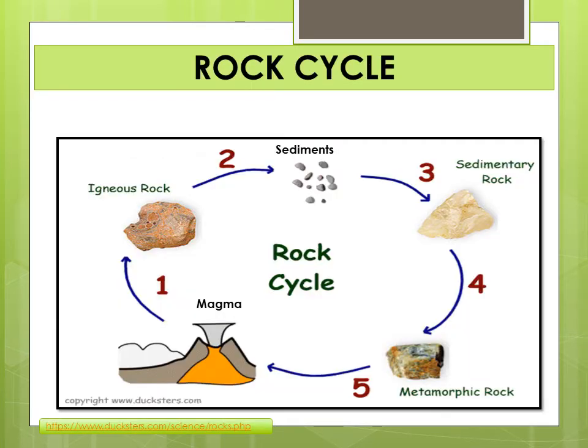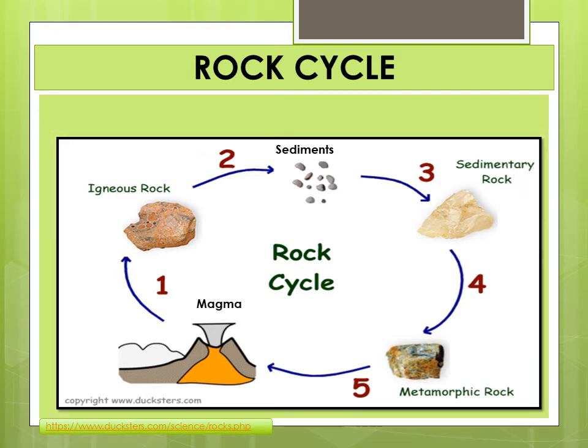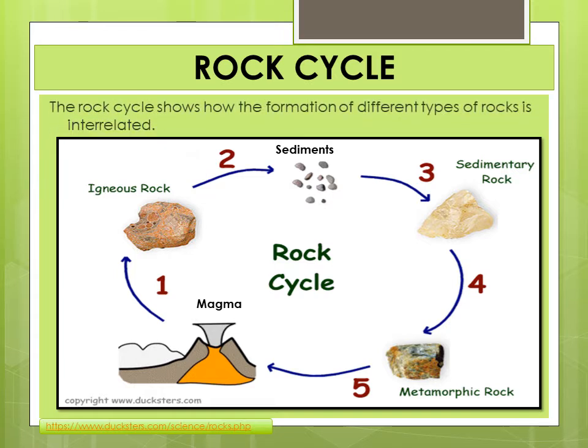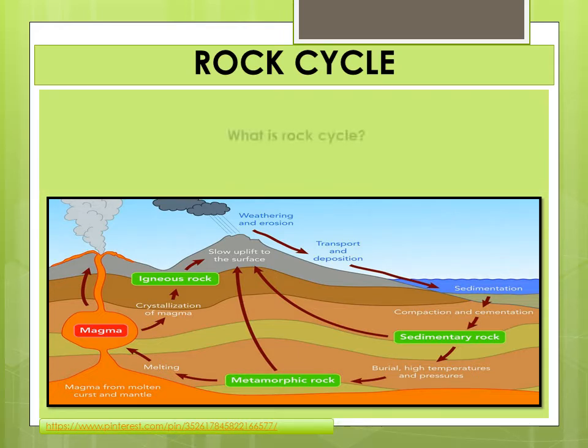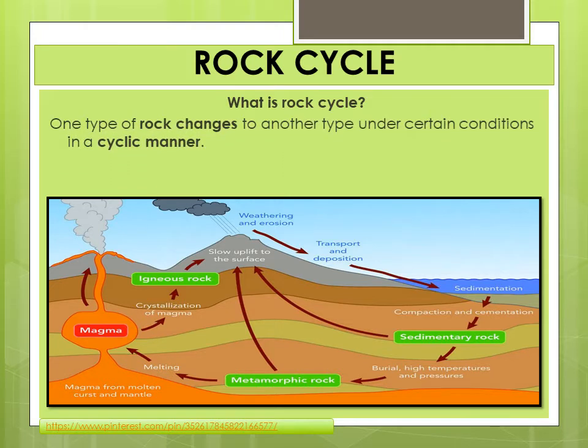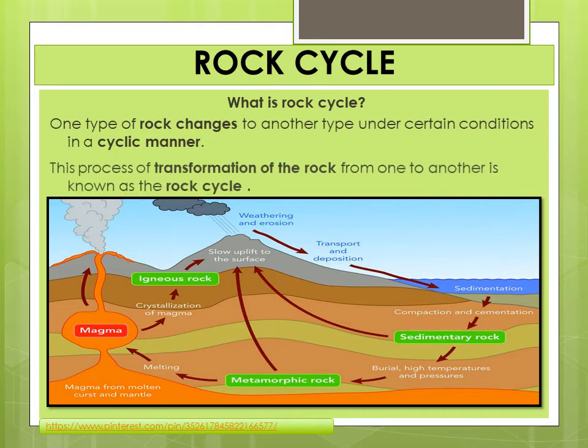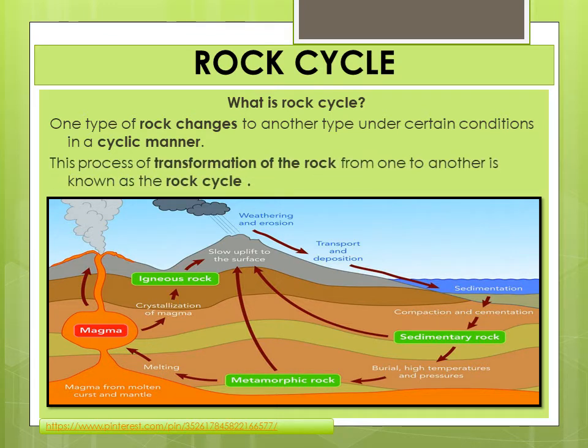Let's start with the rock cycle. Children, what is rock cycle? See this picture carefully. This picture shows the rock cycle, how the formation of different types of rocks is interrelated and interconnected. Let's discuss the rock cycle in detail. One type of rock changes to another type under certain conditions in a cyclic manner. This process of transformation of the rock from one to another is known as the rock cycle.